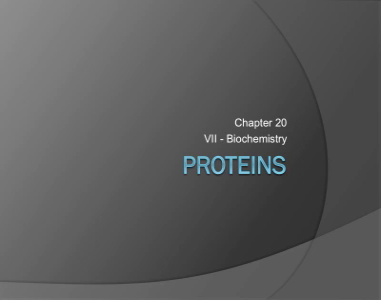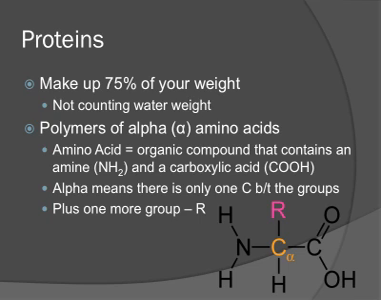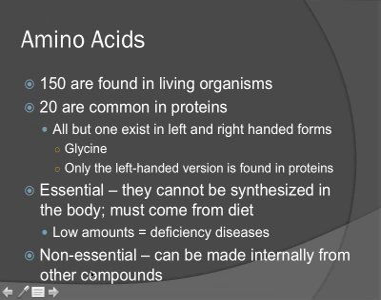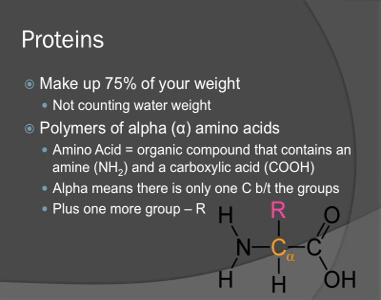Okay, so this is the first chapter, chapter 20 in our fifth part, which is all about biochemistry. This chapter focuses mainly on proteins. First of all, just a side note on proteins: proteins make up about 70 to 75% of your weight. And this is your dry mass, not including all of your water weight, because the majority of your body is made up of water.